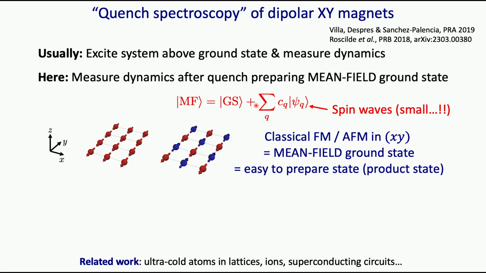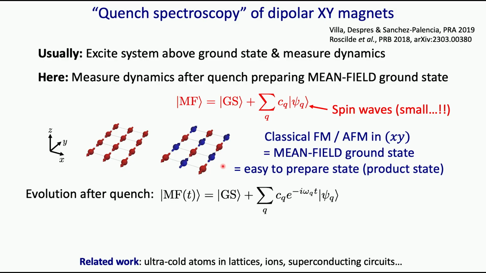I will show you why and how we do that, but essentially the idea is that a mean field approximation of the ground state is simply the ferromagnetic ordering in the XY plane for the ferromagnetic case, or the antiferromagnetic ordering, so the Néel state, in the XY plane. These are easy to prepare because they are product states, so they require only single particle manipulations. Now, this state is going to evolve as a function of time, and of course the spin wave part is going to evolve with the frequencies that are related to the dispersion relation.